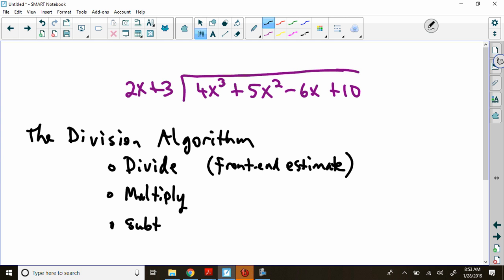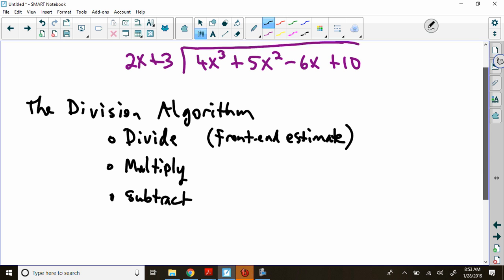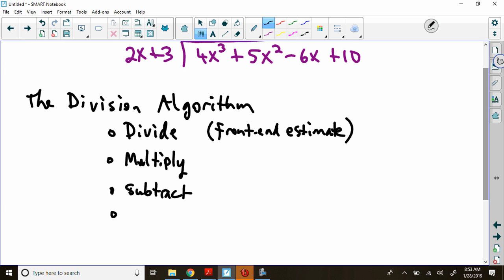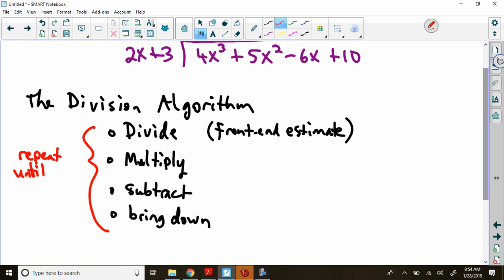And after you multiply, you subtract. What some people might not understand about subtraction is that it's really the same thing as addition of the opposite. We'll get to that in a minute. And then after you subtract, you probably won't have enough stuff, so you're going to have to bring down. Those 4 steps get repeated until you're done. And when you're done, you're not done, because you have to do something with the remainder if there is one.